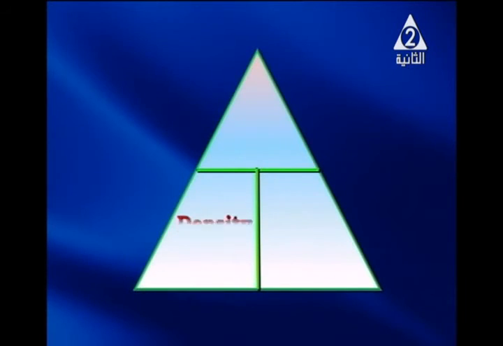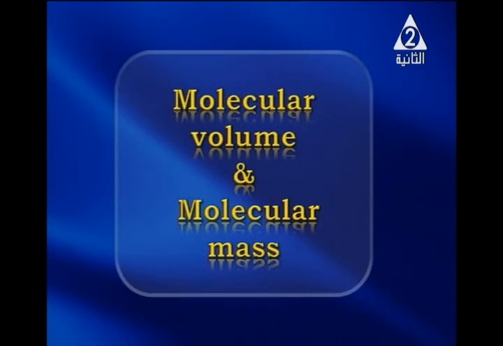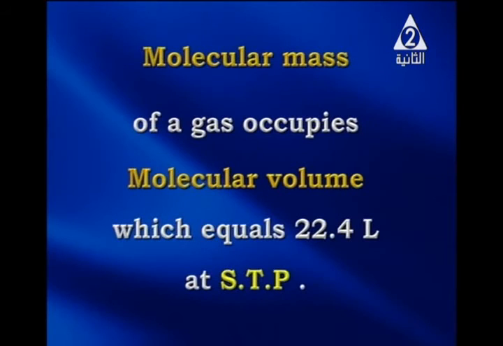As the triangle shown on the screen, the density, which is gram per liter, equals the mass in grams over the volume in liter. So the molecular volume and molecular mass relationship: the molecular mass of a gas occupies molecular volume, which equals 22.4 liters at standard temperature and pressure.